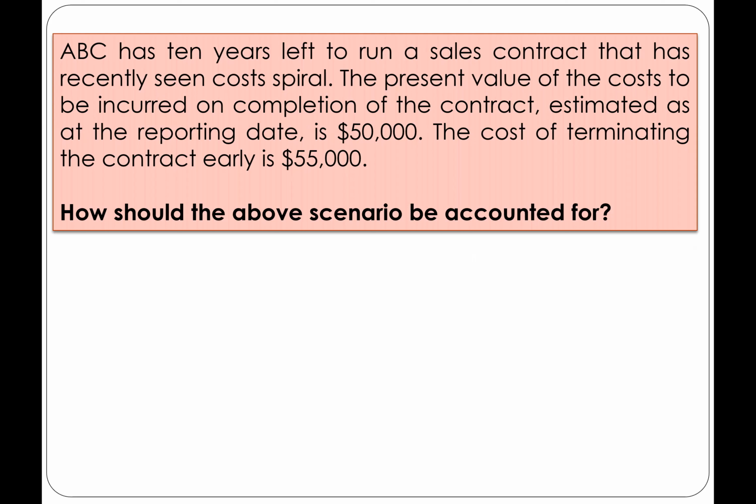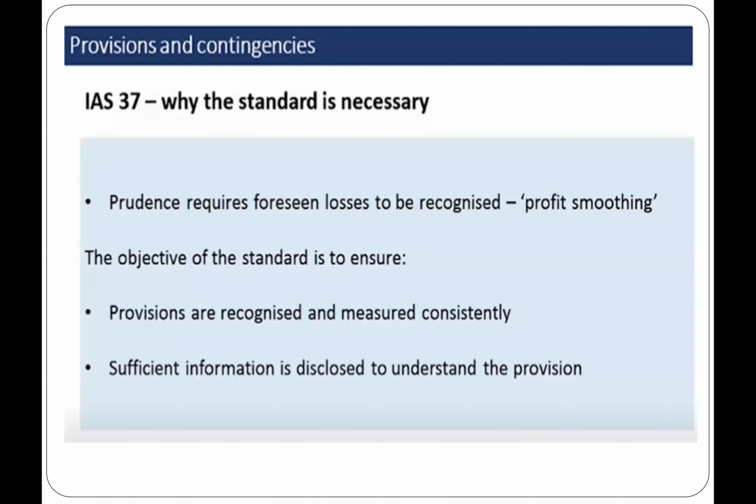So the accounting entries are the same. We're debiting expense. If these are rentals, you're saying rental expense, you debit it 50,000. And then you're going to credit provision for onerous contract with 50,000. And then when it comes time to pay, you are simply debiting the provision and you are crediting bank. So that's basically as far as onerous contracts are concerned.